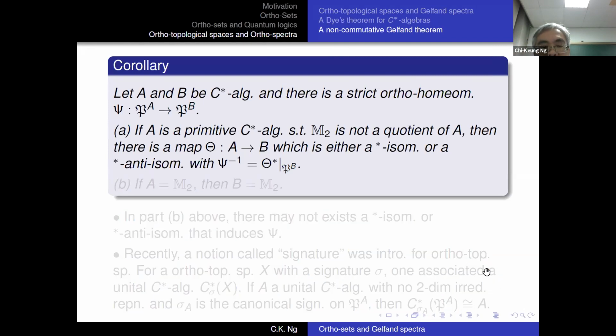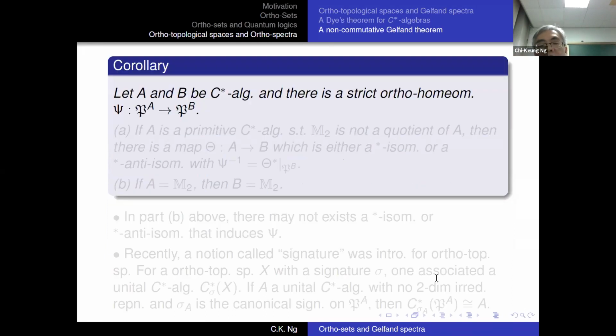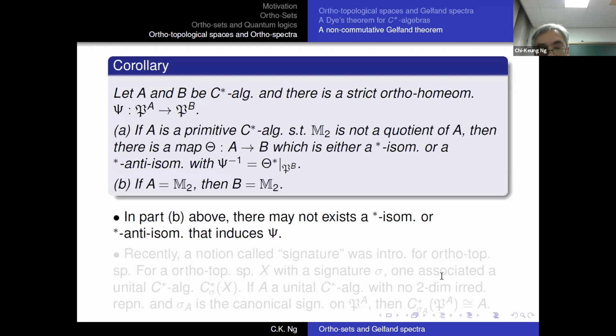Also in the recent work, we consider the categorical issue. Here, A to beta A is a map from C*-algebras to topological spaces. You can also consider the corresponding categorical structure. Basically, we can regard C*-algebras as a subcategory of topological spaces. By C*-algebra, I mean a C*-algebra that has no two-dimensional irreducible representation. But of course, as I said, this is quite a mild condition. If it is a C*-algebra, you can make it into something like that very easily.